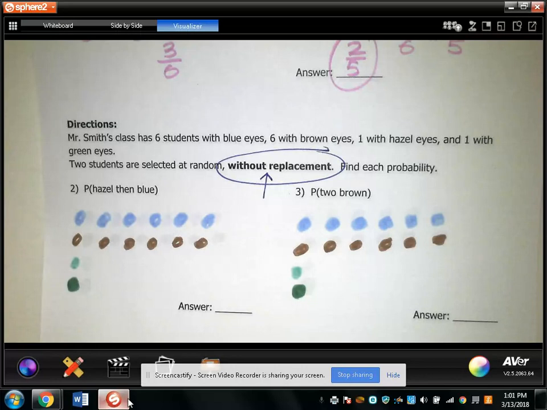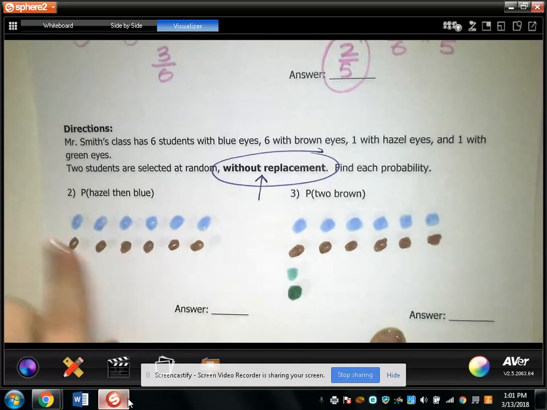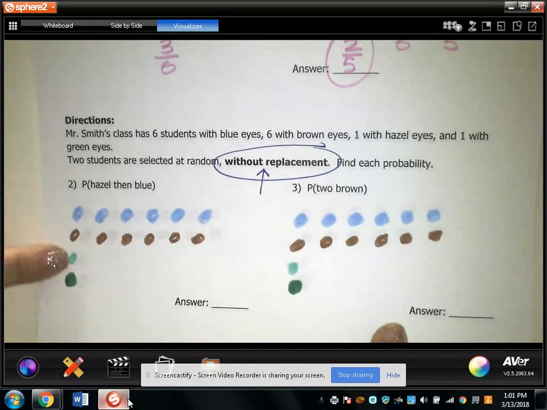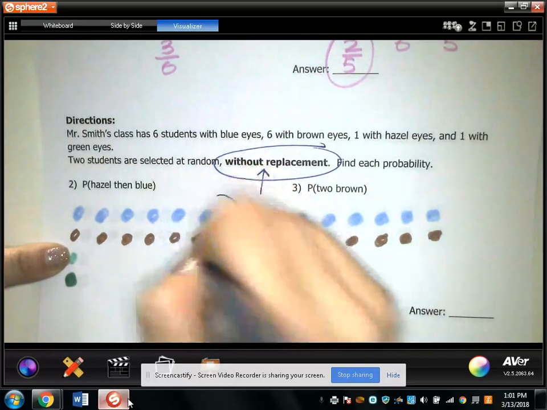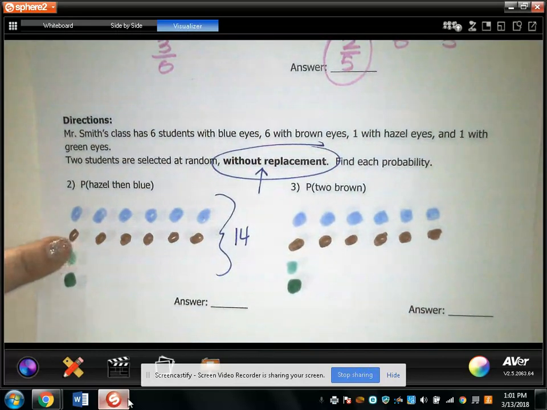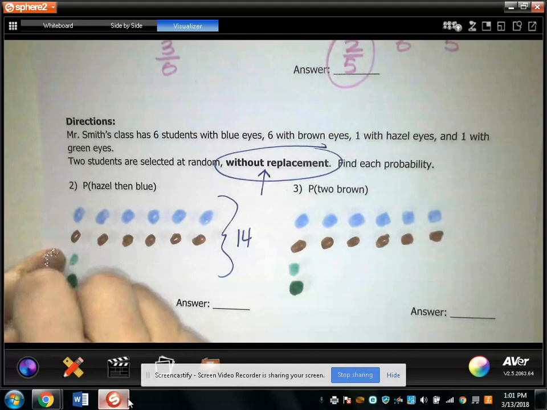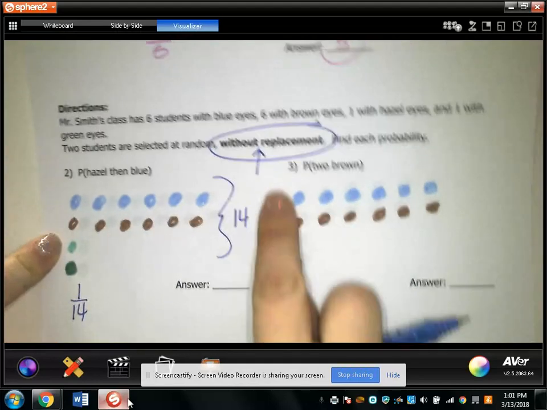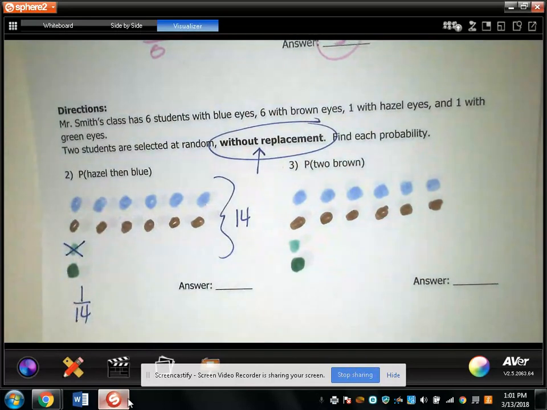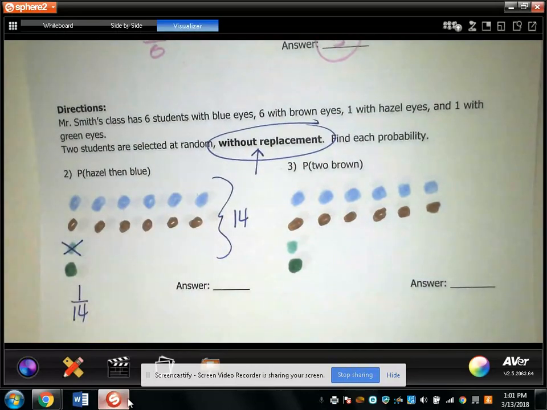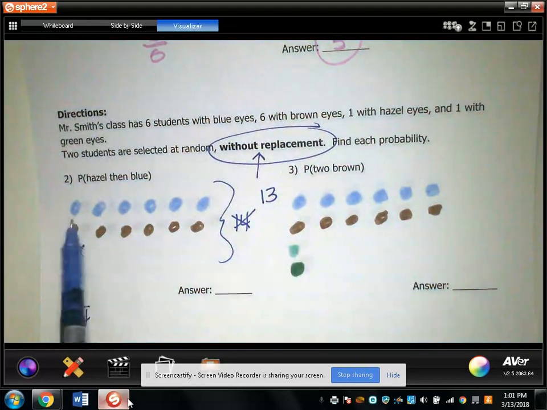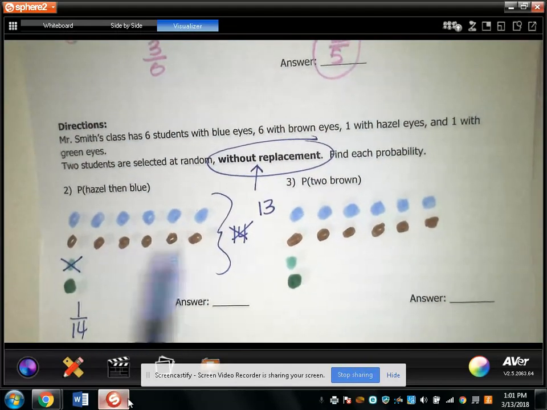Find each probability. So first, we are going to select a student with hazel eyes. What's the probability of that happening? Well, there's 1 student with hazel eyes out of 6, 12, 13, 14 total students. So the probability of picking this 1 student with hazel eyes is 1 out of 14. But that student is not replaced. So I'm going to cross her off. She's out of there. These are the people that are left. So how many people are left? 13. 1, 2, 3, 4, 5, 6, 7, 8, 9, 10, 11, 12, 13.